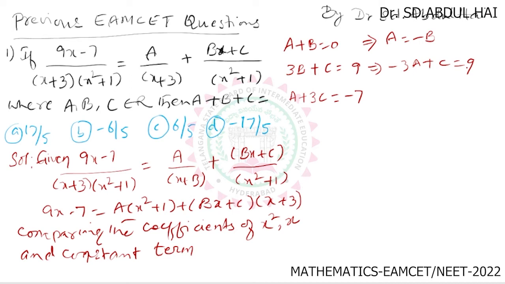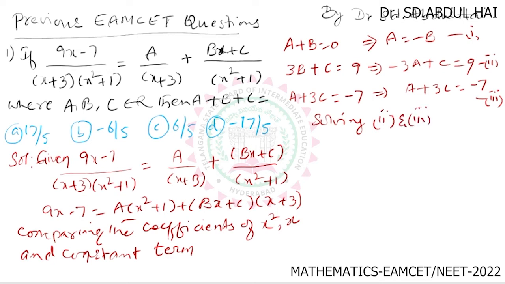Therefore, I prefer to convert b in terms of a, and the third equation is again a plus 3c is equal to minus 7. So, if I solve these two equations, that is second and third, what I am getting? I am getting c is equal to, this 3 cancel, c is equal to minus 6/5, right?